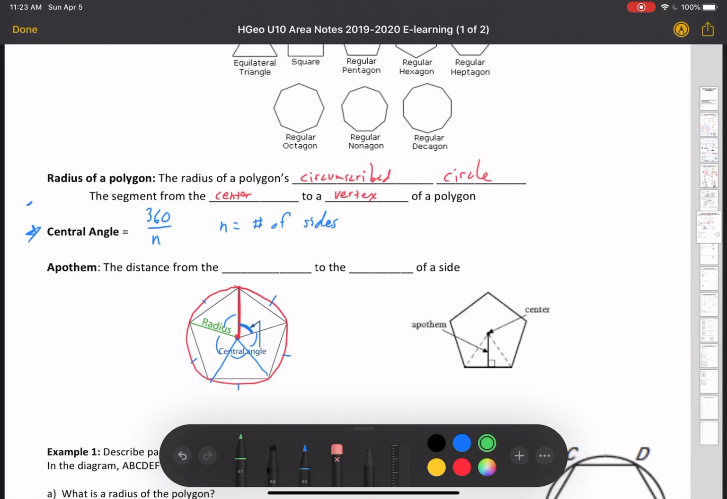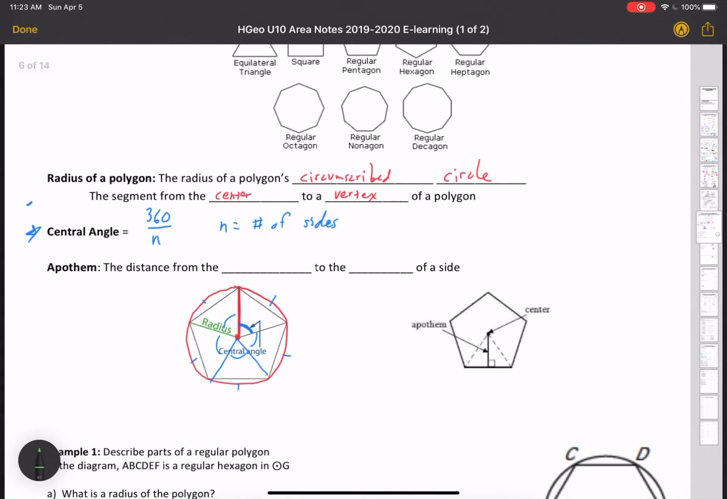And the next one, which I don't know if you've heard of before, is called an apothem. And this is also going to be a key vocab word that we use. So the apothem is the distance from the center to the midpoint of a side. And you see that in the second pentagon there. This is the apothem. So it's the midpoint of a side, so it bisects the side. It's also perpendicular, creating an isosceles triangle with these sides being the radii. Okay? So all these are going to be helpful in finding the area of these regular polygons.